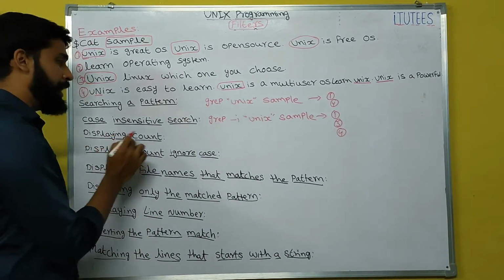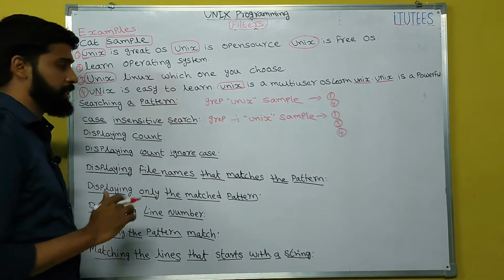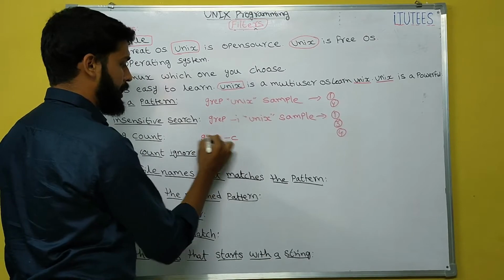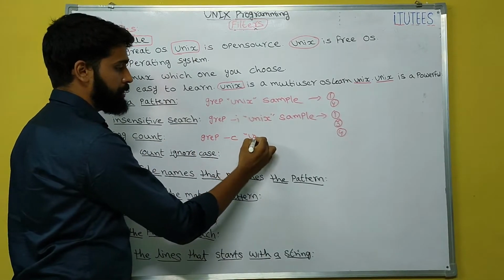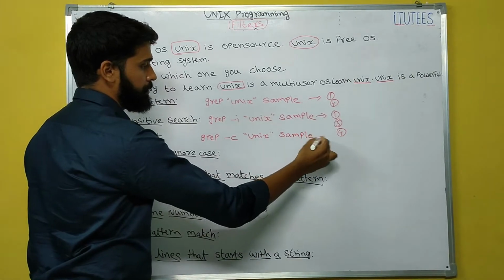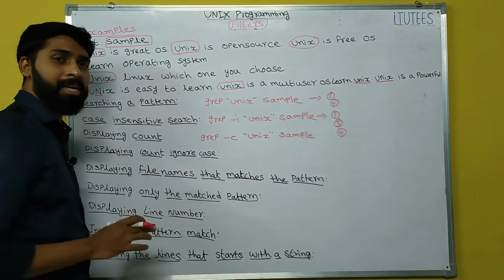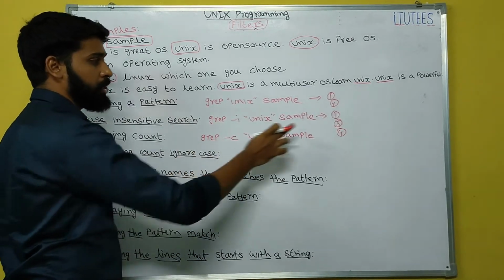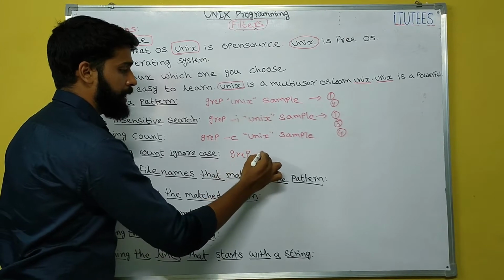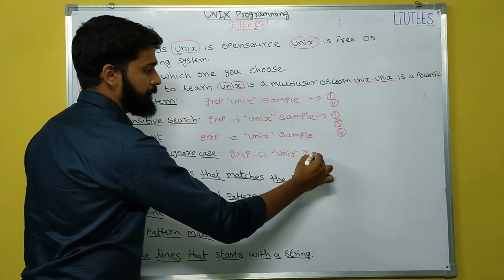Next one, displaying count. How can we display the count of matched lines? By using -c. grep -c, the pattern is Unix and the file name is sample. So how can we display the count by ignoring the case? When we ignore the case, how many lines? 3 lines. So I can use grep -c -i, the pattern is Unix and the file name is sample.